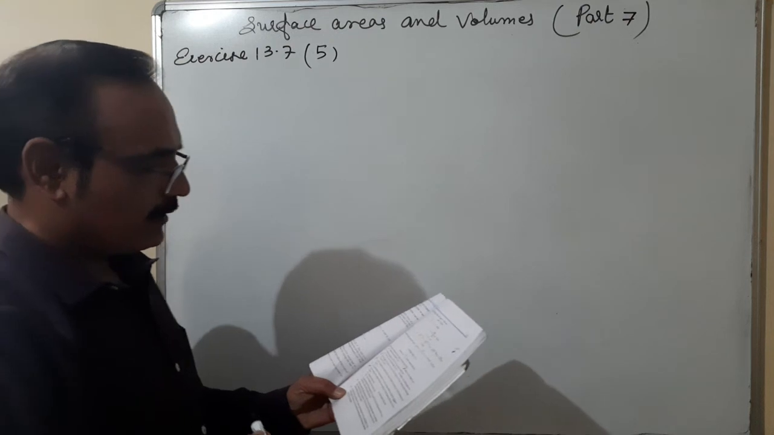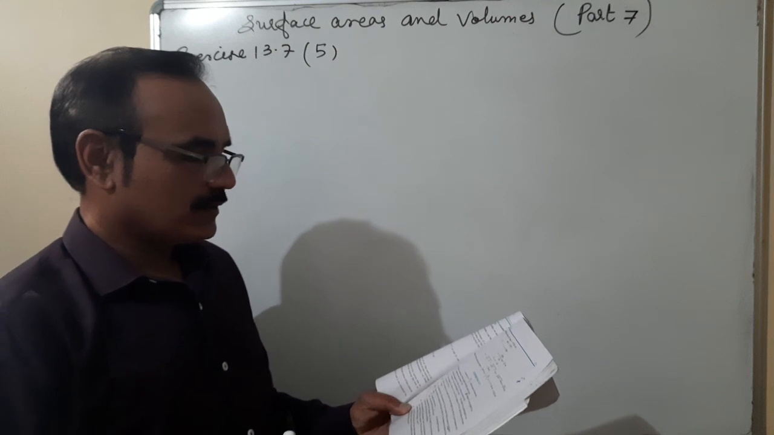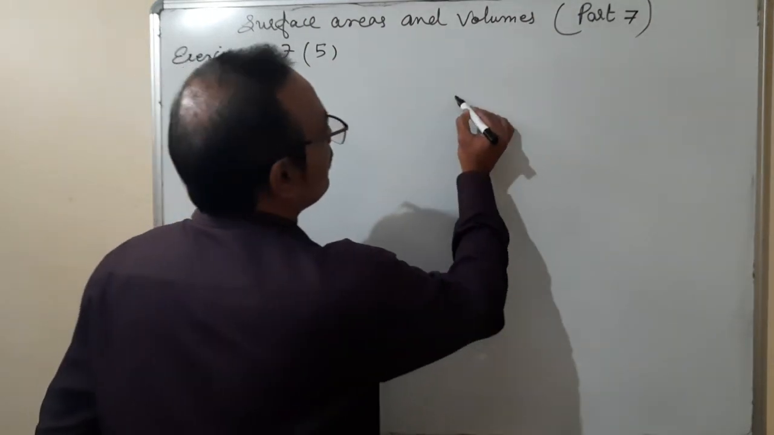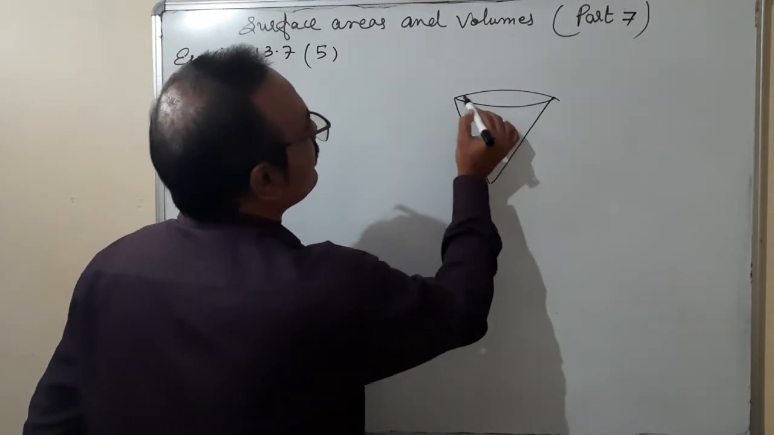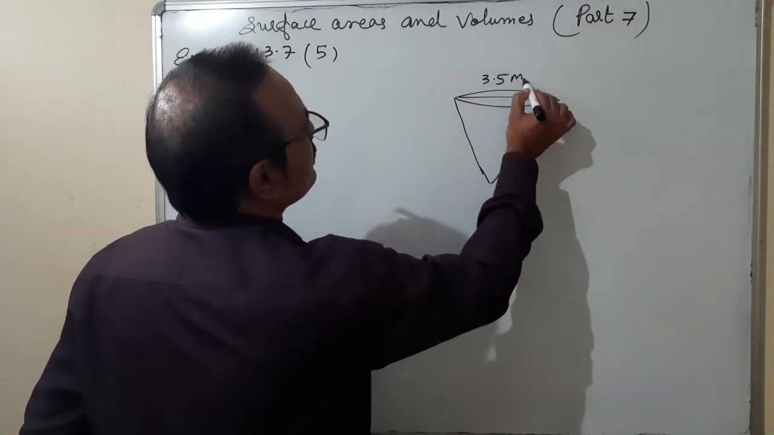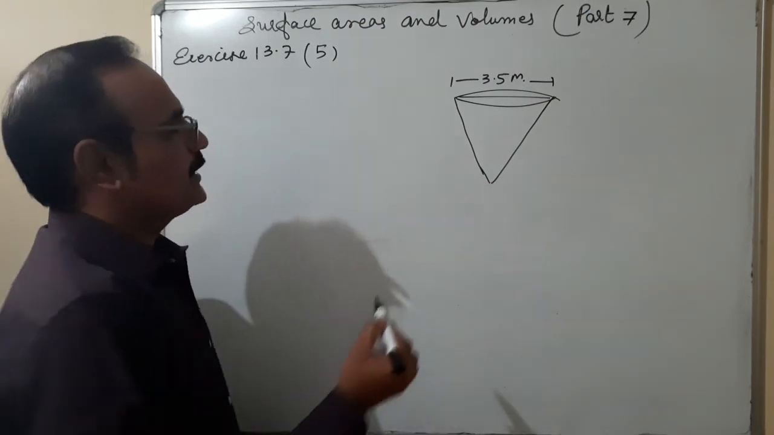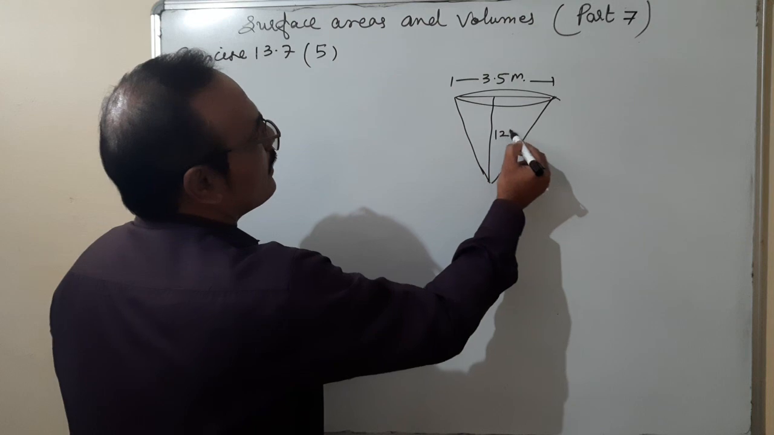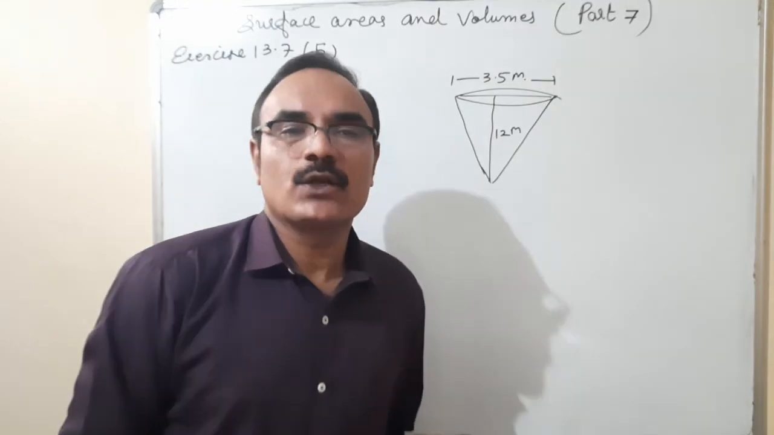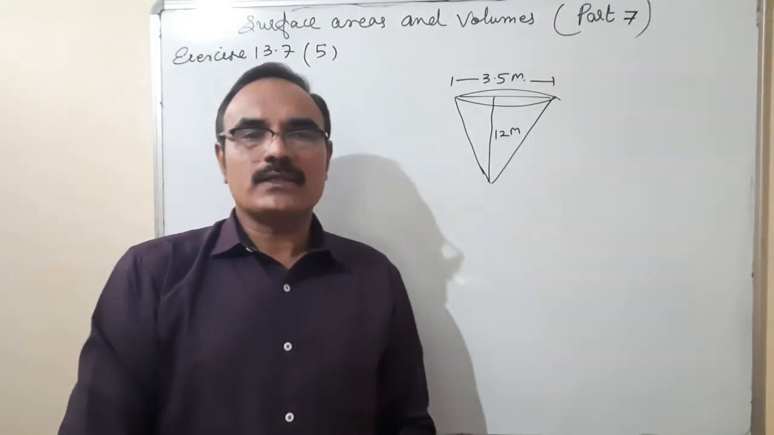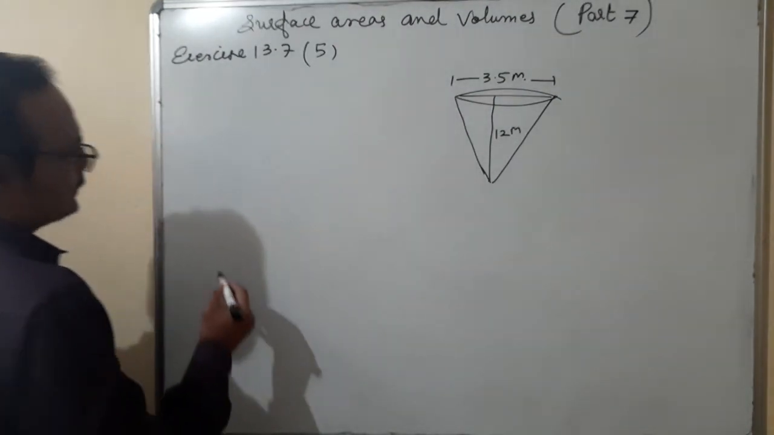Fifth question. A conical pit of top diameter 3.5 meter. So diameter is 3.5 meter, and it is 12 meter deep. What does it mean? Height is equal to 12 meter. And what is the capacity in kiloliters? I told you 1000 liters is equal to 1 kiloliter, or directly 1 meter cube is equal to 1 kiloliter.